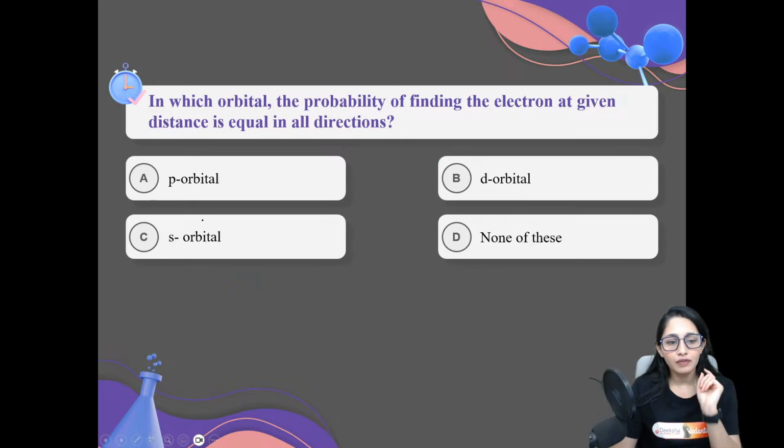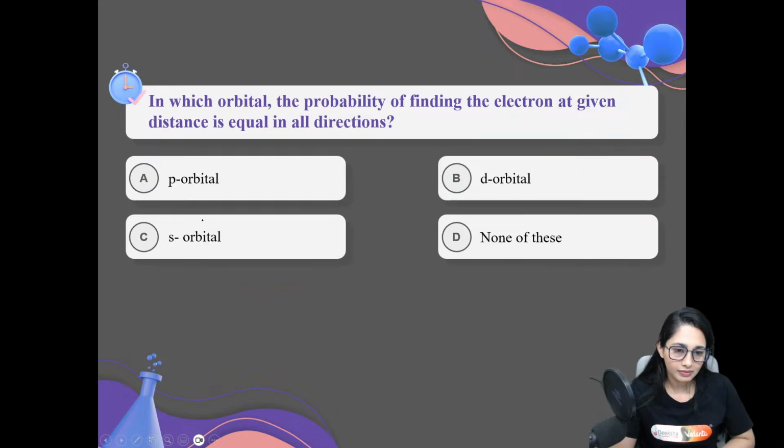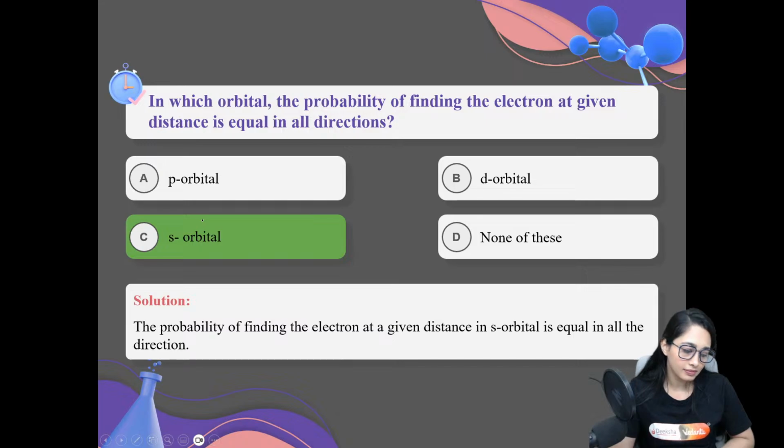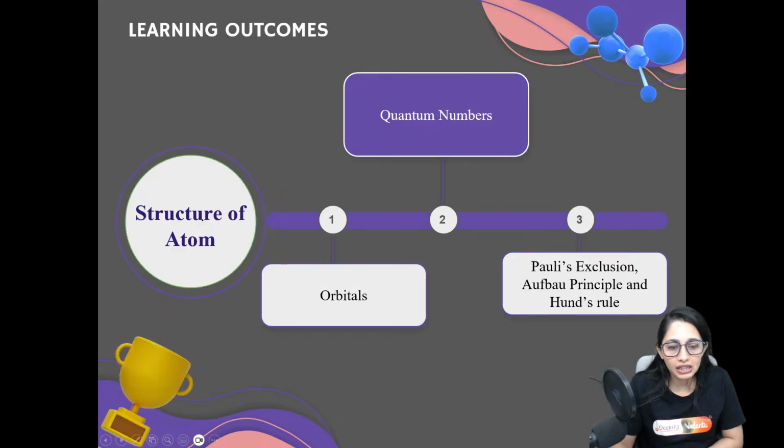Next, in which orbital is the probability of finding the electron at a given distance equal in all directions? P orbital, d orbital, s orbital, or none of these? Which is spherical in shape? Orbit is different, orbital is different. We'll discuss orbit and orbital. It is the s orbital, because it is spherical in nature.